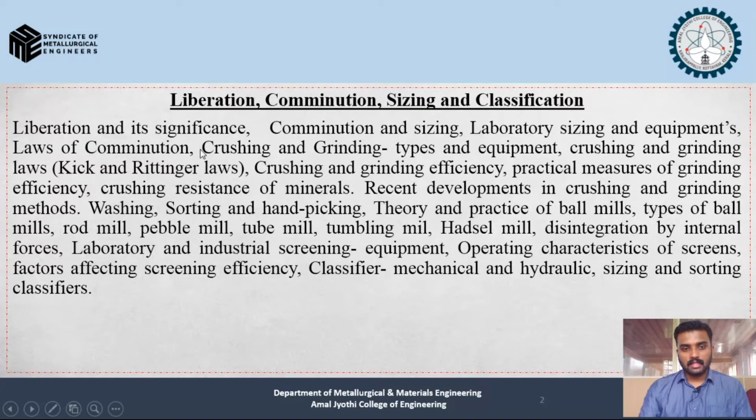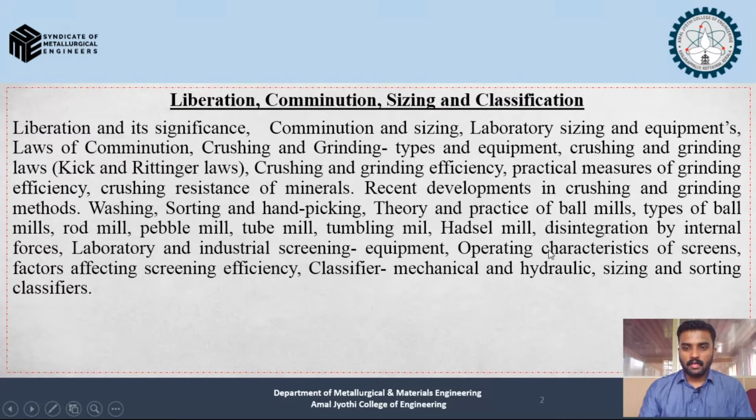And we have certain crushing units as well. We have to study some equipment regarding liberation operations, and we have Kick and Tinker's law. Those are certain laws related to crushing and grinding operations. Moving on, we have recent developments in crushing and grinding. We have to understand the washing and sorting methods normally used during the liberation and comminution process. And we have the theory and practices of ball mills, and the different types of mills we have to study for this particular module.